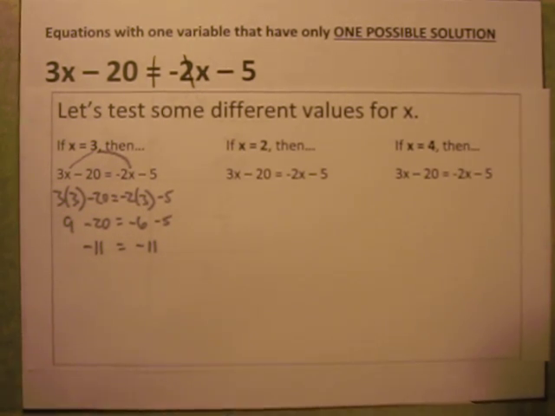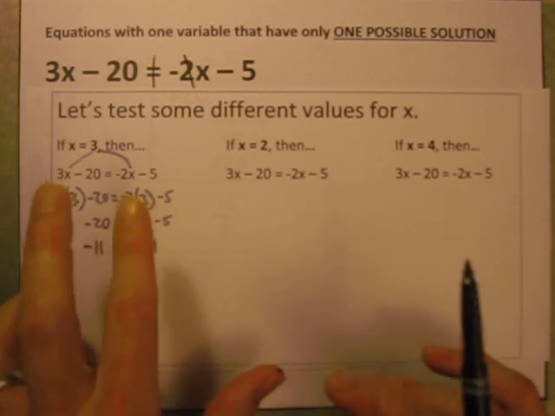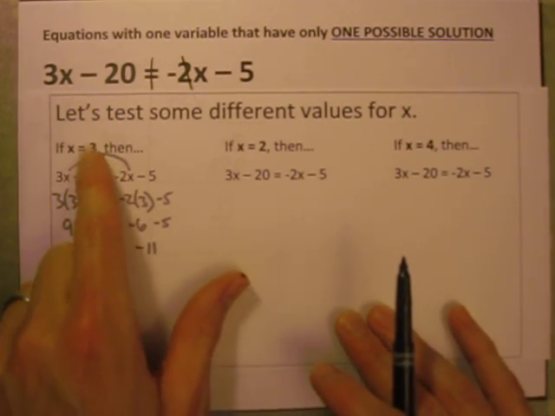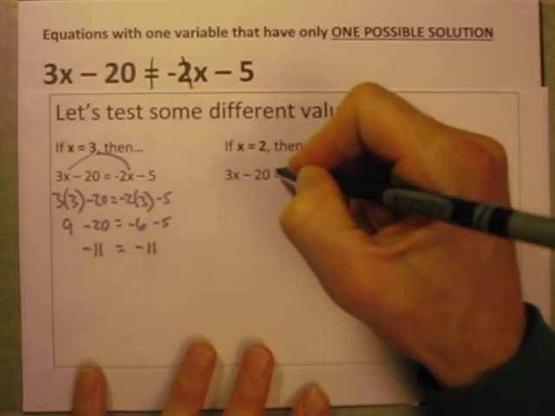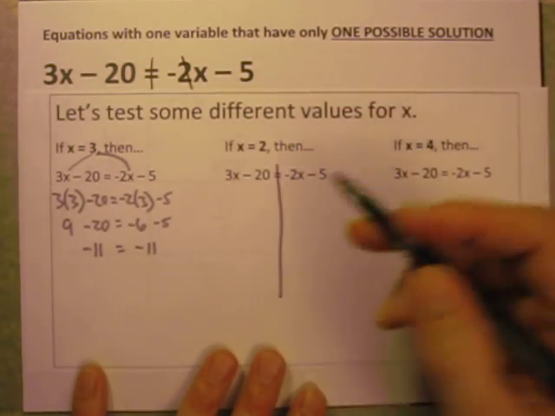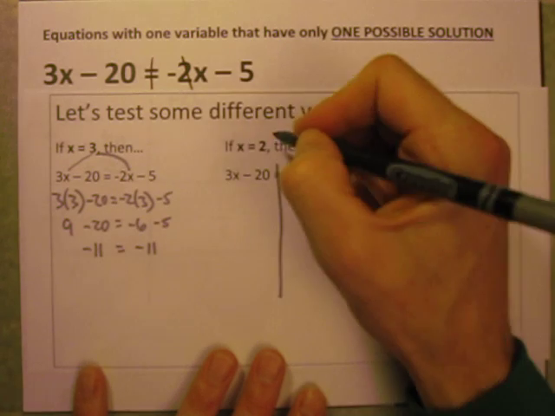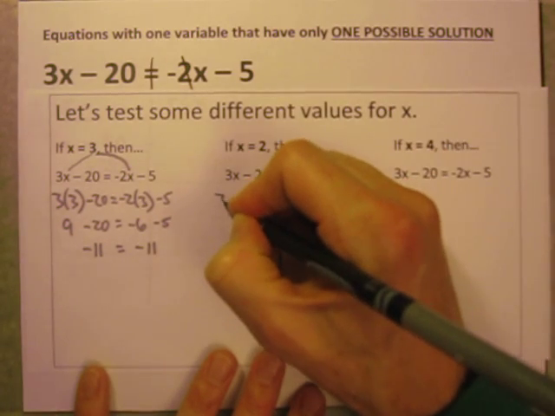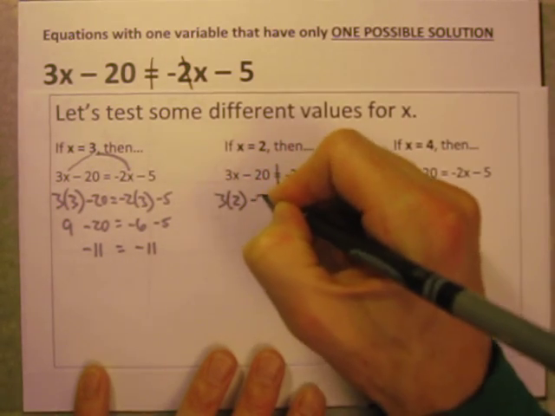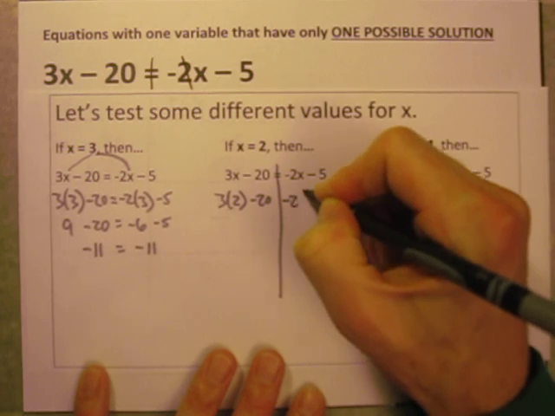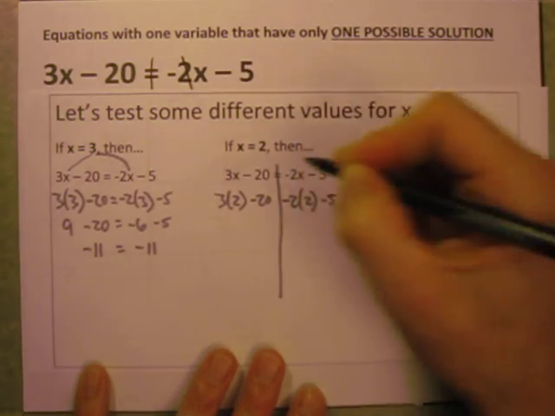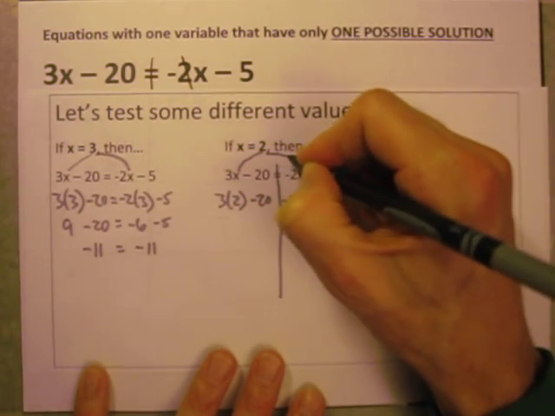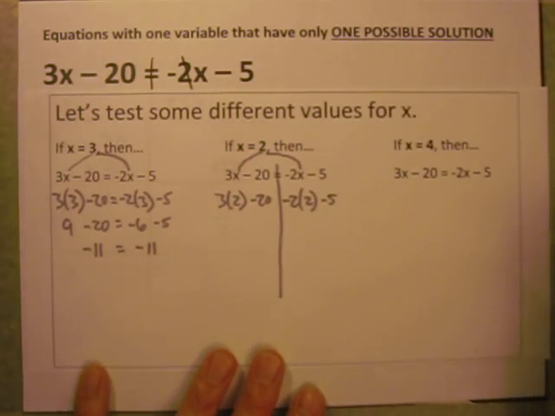But does it work for every number? Well, let's pick the two numbers on either side. What if I try x is equal to 2 or x is equal to 4? Does that work out then? Well, let's try. Same equation. Let's substitute 2 in there. 3 times 2 minus 20 and negative 2 times 2 minus 5. So this time I substituted 2 in for x in both cases.